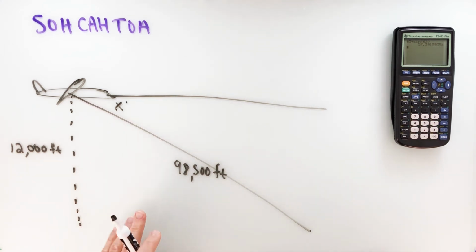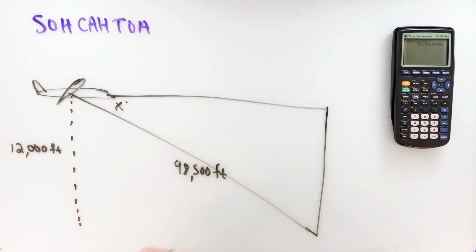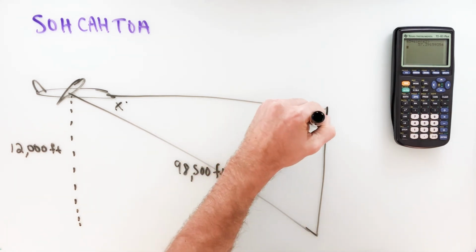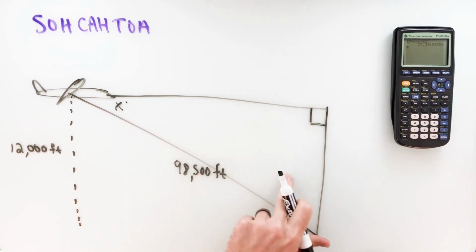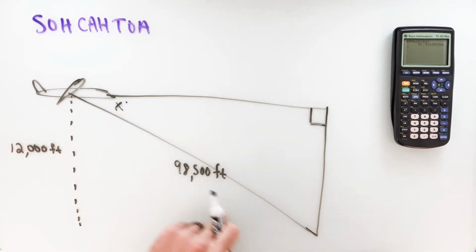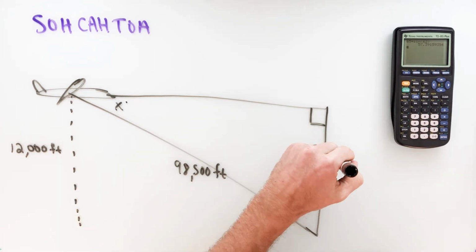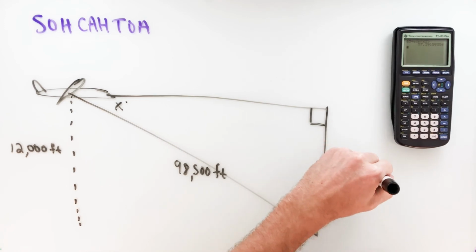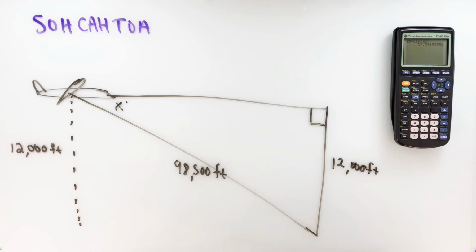Okay, so I have kind of a lot going on here. The first thing we need to do is make a right triangle. So I've got these lengths here. I'm going to connect and make this right triangle. The angle of depression is what I'm looking for. I've got this distance as 98,500, my altitude being 12,000 feet. I'm going to move that over here. Okay, so I've got my right triangle here. This is what I'm looking at.